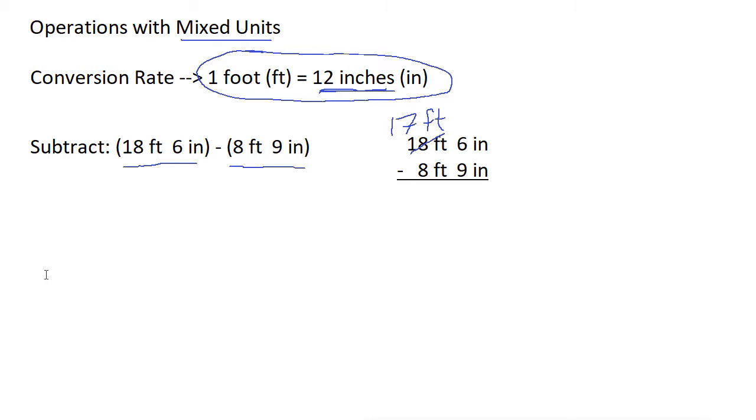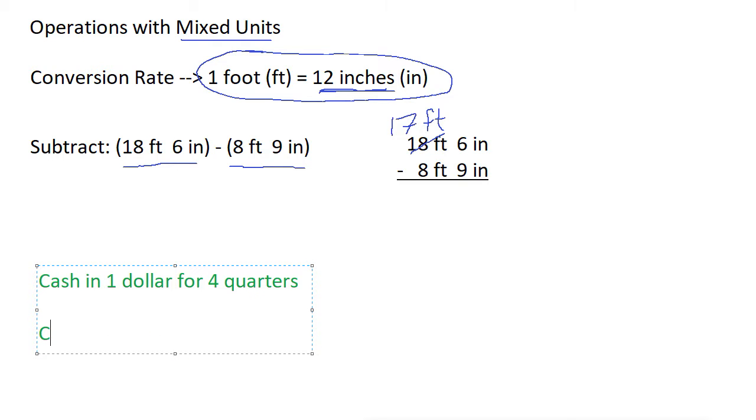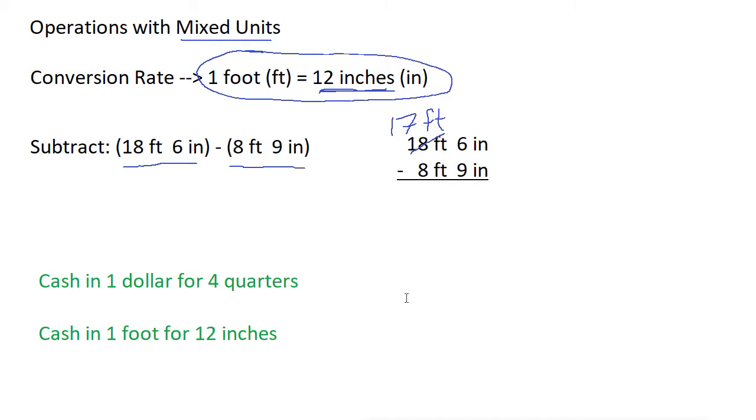Okay? In the addition problem, we were able to cash in 12 inches to get a foot, just like we said you could cash in 4 quarters to get $1. Well, here we're going to go backwards. You could cash in $1 to get 4 quarters in exchange. What we want to do, though, is cash in 1 foot. We're going to borrow a foot, and in exchange we're going to get 12 inches. So the 6, we're going to borrow a foot, which is 12 inches, so we're going to do 6 inches plus 12 inches. That's going to become 18 inches.